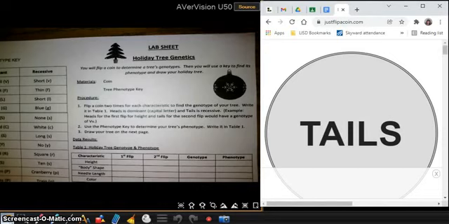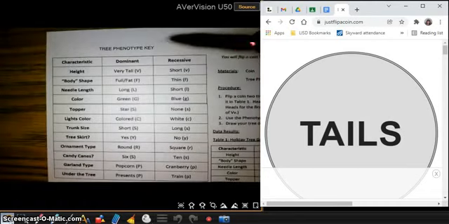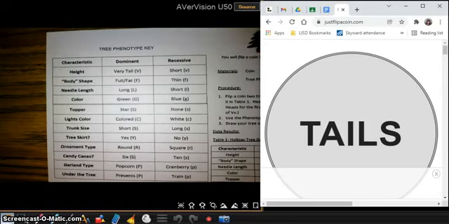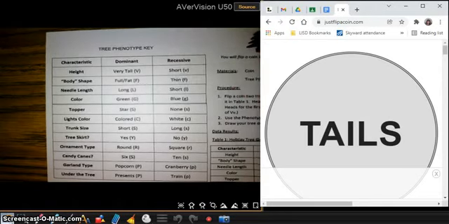So it says you're going to flip a coin to determine the tree's genotype, which we said that's the actual genes, and they're represented by capital letters and lowercase letters. Capital represents a dominant and lowercase represents recessive. You're also going to use the phenotype key, meaning what does it look like? Phenotype is what does it actually look like? Genotype is what are the actual letters of the genes.